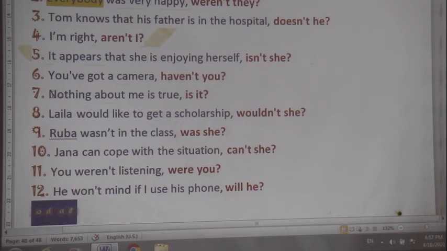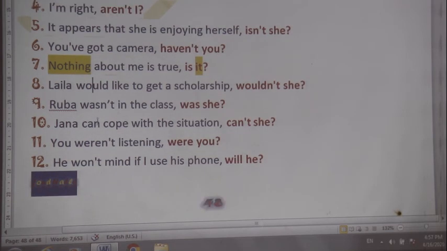Now, nothing. It's an indefinite pronoun, but in this case don't use they, use it. So replace nothing with it. Nothing is considered a negative form, so I need a positive question tag. Nothing about me is true, is it?